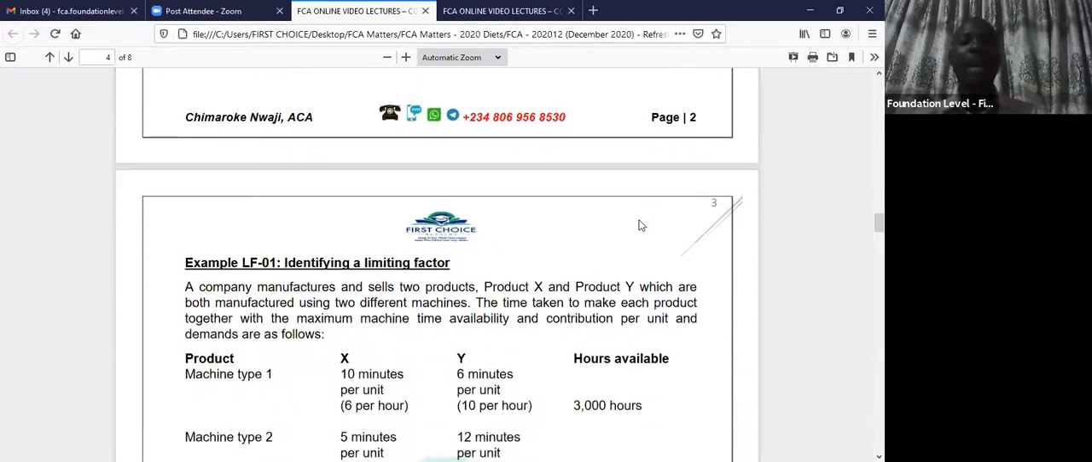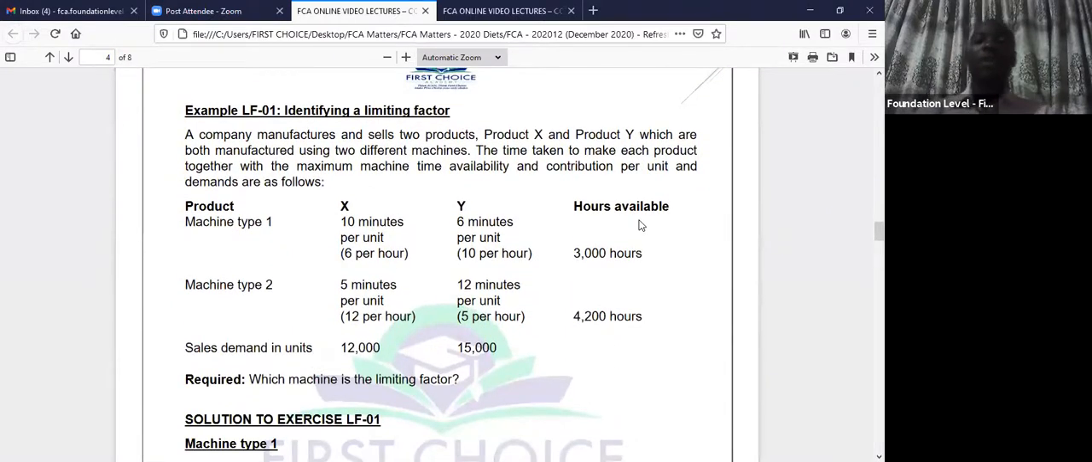Let's look at example LF1, identifying a limiting factor. We are told here a company manufactures and sells two products, product X and product Y, which are both manufactured using two different machines. So you see there are two machines here. Either of them could be the limiting factor. The time taken to make each product, together with the maximum machine time availability, contribution per unit and demand, are as follows. For machine type 1, we have 10 minutes of machine time to make 1 unit of product X. That will mean that 6 units of product X will be made in 1 hour.